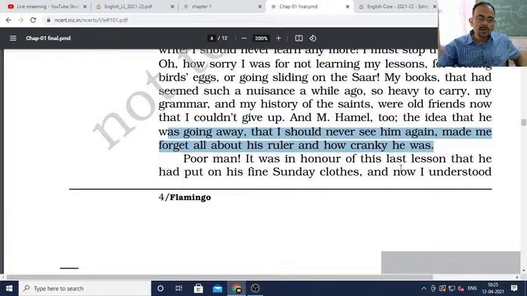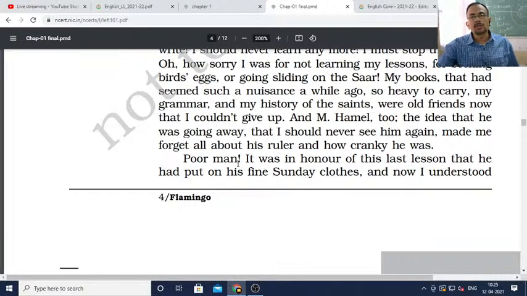"Poor man, it was in honor of this last lesson that he had put on his fine Sunday clothes." And now Franz could realize that his teacher has put on the new unusual dress, which he normally used to wear on Sunday morning, because it is his farewell class, it is his last lesson. That is why he has put on such a beautiful, formal dress. Now he could understand the reason why his teacher, M. Hamel, has put on such a dress.